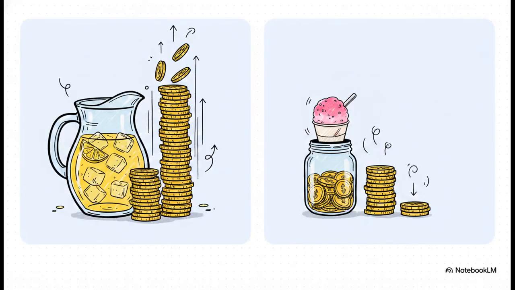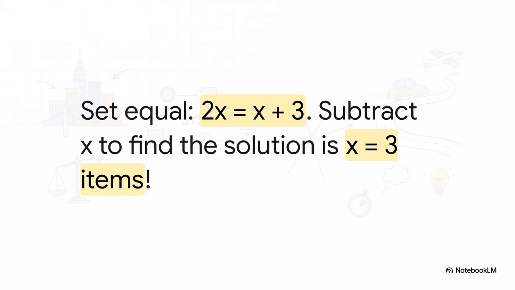Say you're setting up a stand in your neighborhood and you want to predict your revenue. Lemonade brings in a really solid $2 per cup, so your model is y equals 2x. Meanwhile, the snow cones bring in $1 each, but maybe you already have $3 in the tip jar as a head start. That gives us y equals x plus 3. We drop our two models into the equation to find that crossover point. Balance it out by setting 2x equal to x plus 3. Subtract x from both sides, and instantly we find that x equals 3.